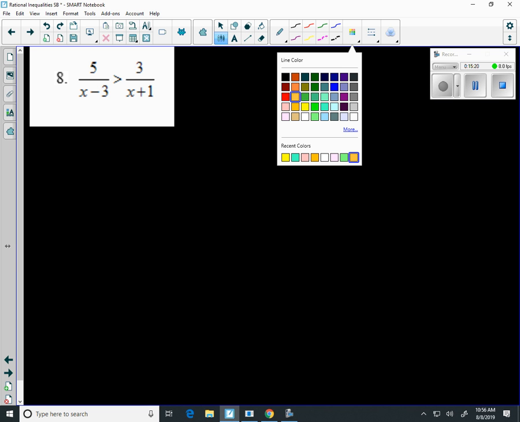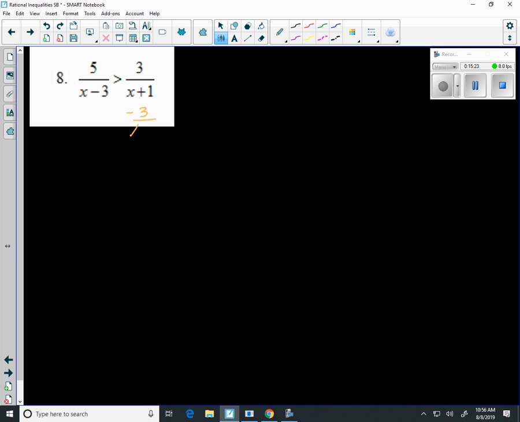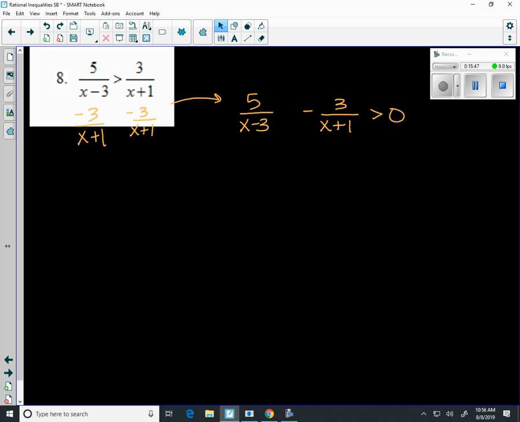Again, I'm going to start by getting both of my fractions on the same side of the equation. And here we're going to do greater than 0. So where are we above the x-axis? Before we can get there, we need some common denominators. And let me define a common denominator here.